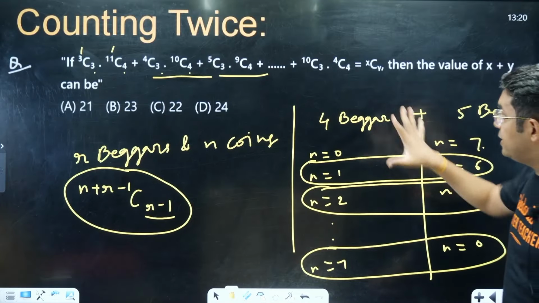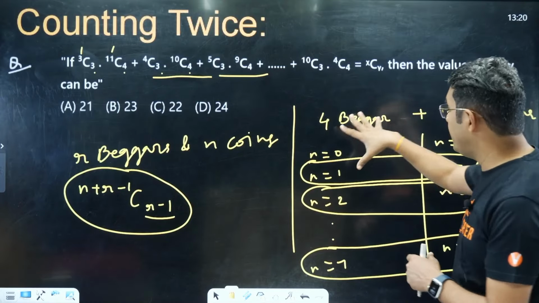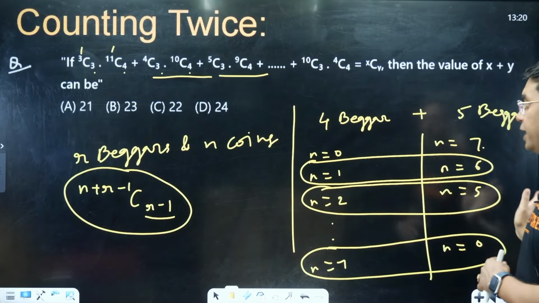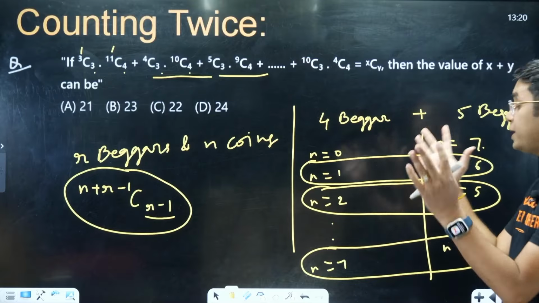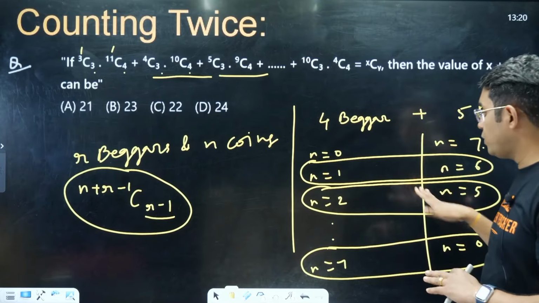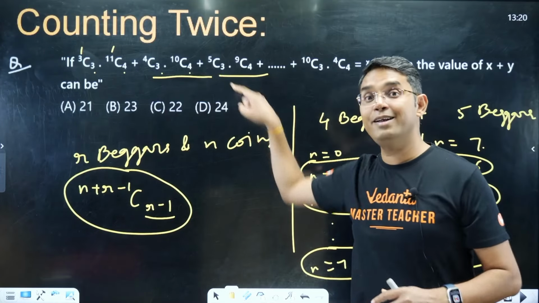So you can see this left hand side is actually counting those cases where 4 beggars on one side of the road and 5 beggars on the other side of the road are given a total of 7 coins. Total of 7 coins, and the total 7 coins can be broken down only in these 8 cases which are on your left hand side.